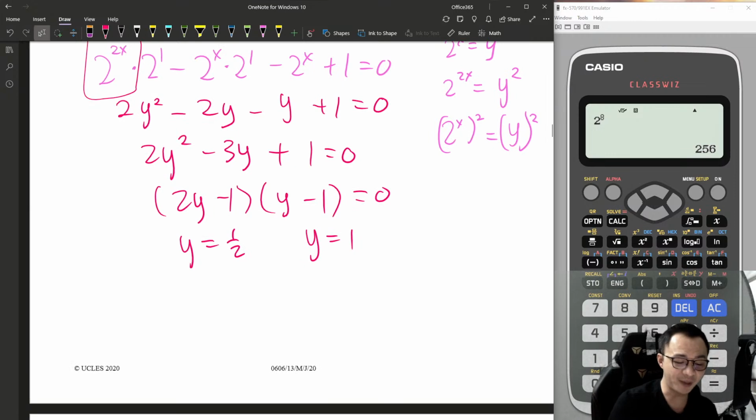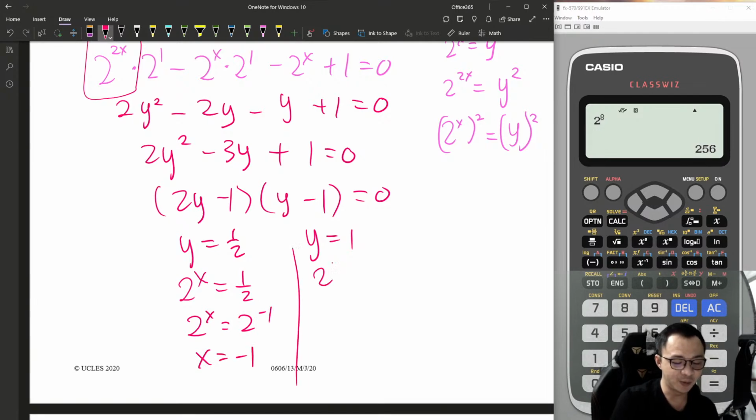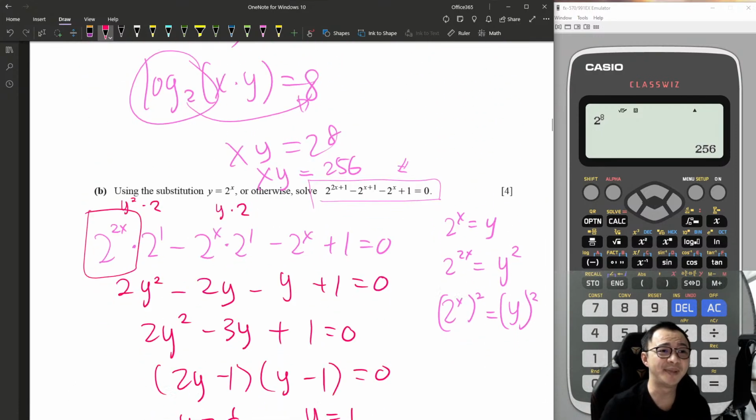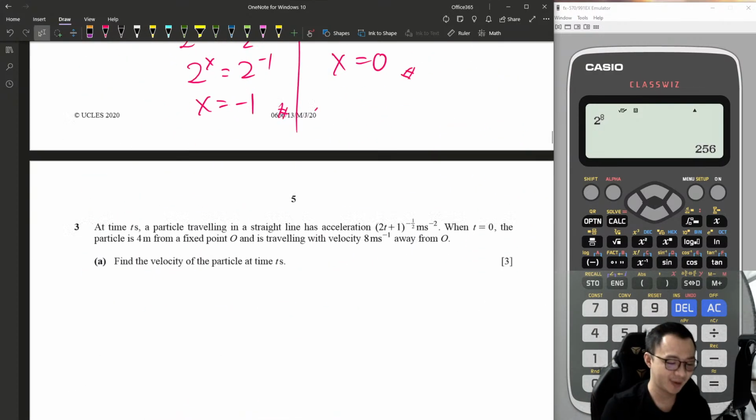We shouldn't stop here because we are not finding y. y is 2 power of x, right? Equals 1 over 2. Then you can use indices, no need to use log. This is 2 power of negative 1, right? x is negative 1. This is 2 power of x equals 1. 1 is 2 power of 0. x equals 0. Solved already. So I have two answers. One will be negative 1, another one will be 0. Easy peasy. Okay, next.